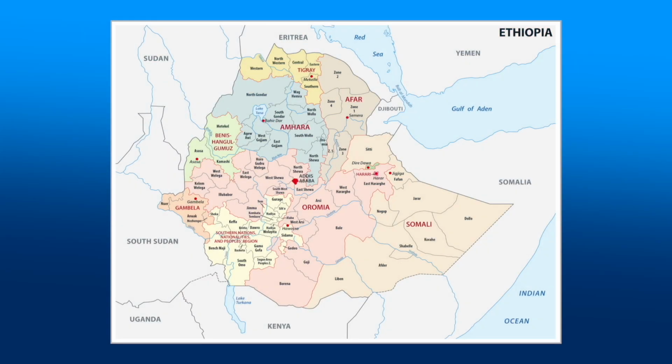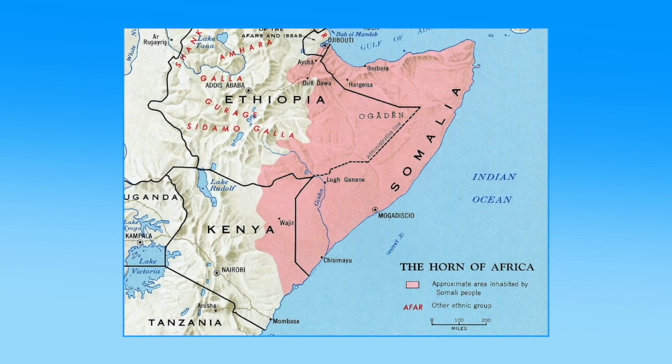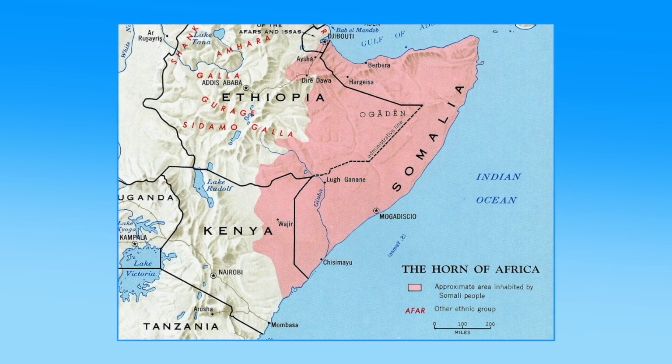In July 1977, Barre ordered the invasion of neighbouring Ethiopia in an attempt to capture the predominantly Somali-inhabited Ogaden region. Ceded by Italy at the end of the 19th century, the area was seen by Somalis as a constituent part of Greater Somalia, alongside Djibouti and Somali-inhabited areas of Kenya.